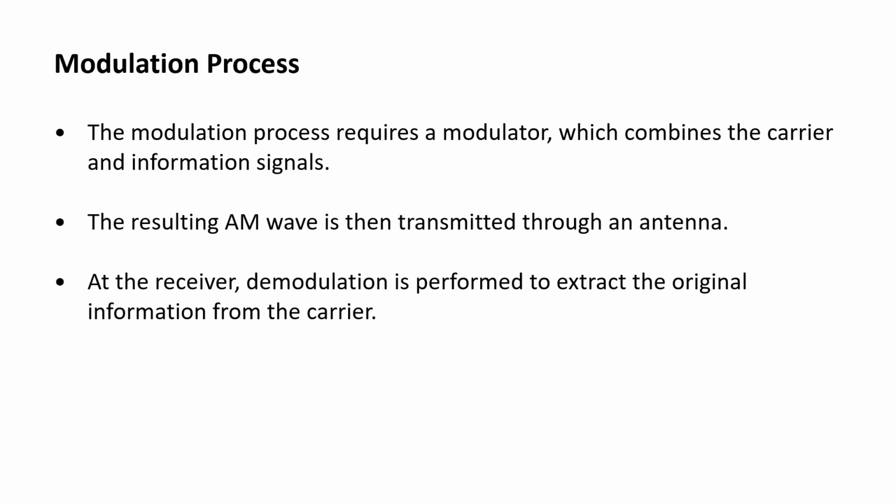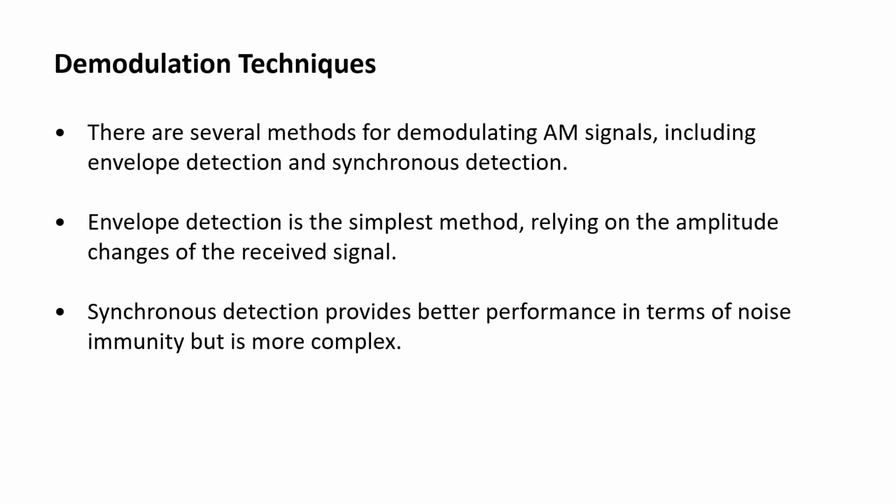Modulation process. The modulation process requires a modulator which combines the carrier and information signals. The resulting amplitude modulated wave is then transmitted through an antenna. At the receiver, demodulation is performed to extract the original information from the carrier. Demodulation techniques.